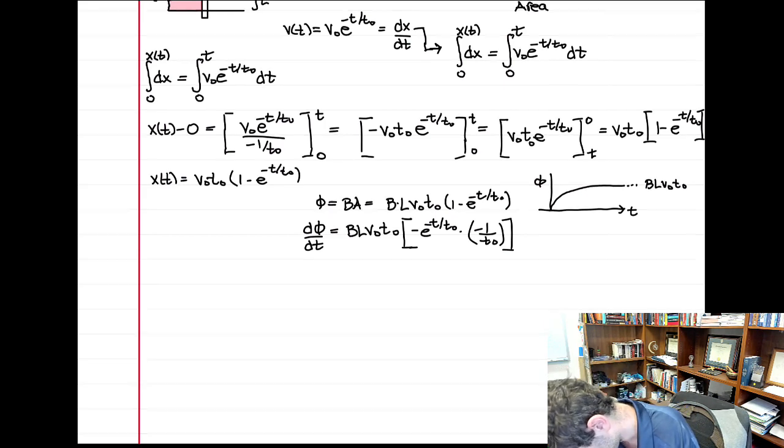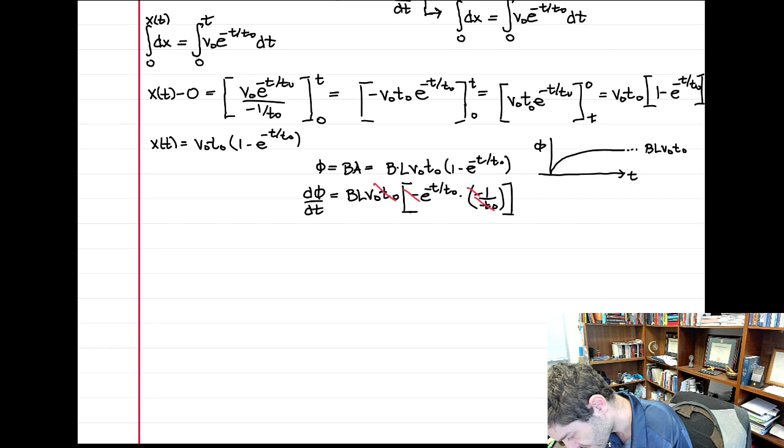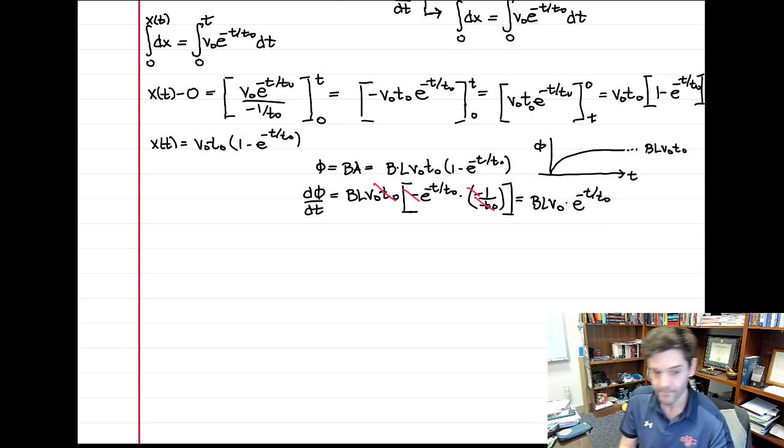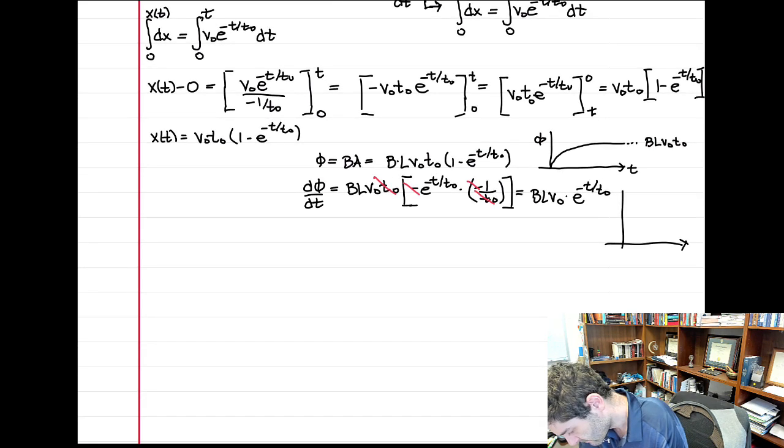Seems like some things cancel. These negatives cancel, these T naughts cancel. So then it looks like this becomes B, L, V naught. Yep, and then that's it. And times e to the negative t over t naught. So the time derivative of flux looks like instead it is a decay. Something like this.